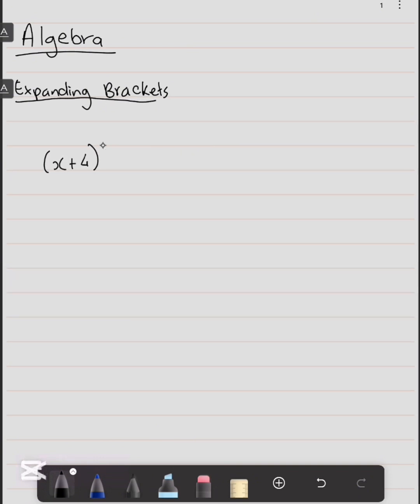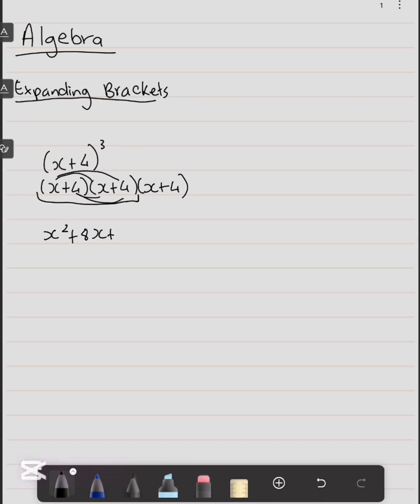Now here's a cubed example. (x + 4) cubed. That just means the bracket's written 3 times. So (x + 4) multiplied by (x + 4) multiplied by (x + 4). So we do the first 2 brackets using the crab claw method to get x squared plus 8x plus 16. And we put (x + 4) on the other side.